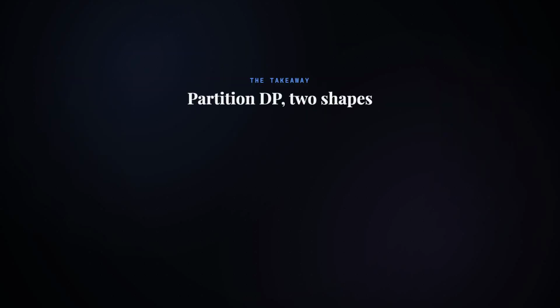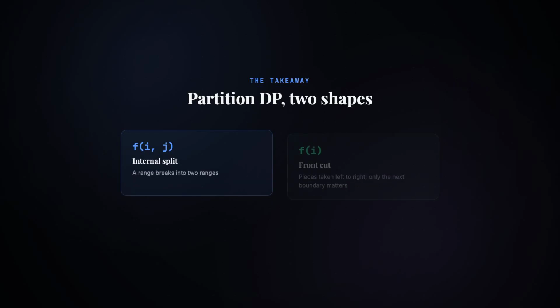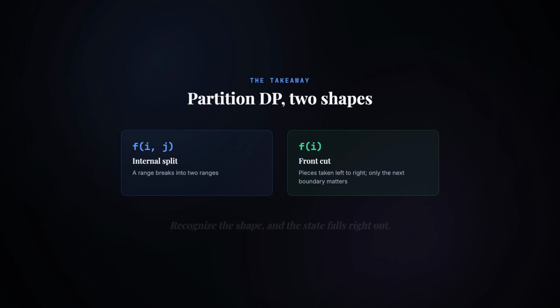So, partition DP comes in two shapes. Internal split, f of i, j, when a range breaks into two ranges, and front cut, f of i, when pieces are taken strictly left to right, and only the next boundary matters. Recognize the shape, and the state falls right out.